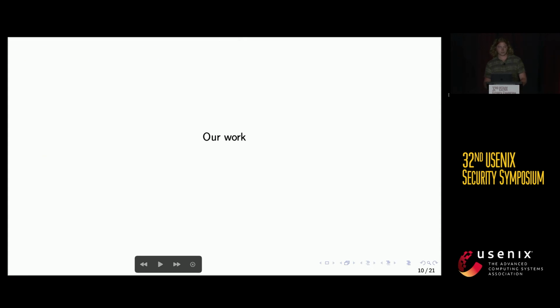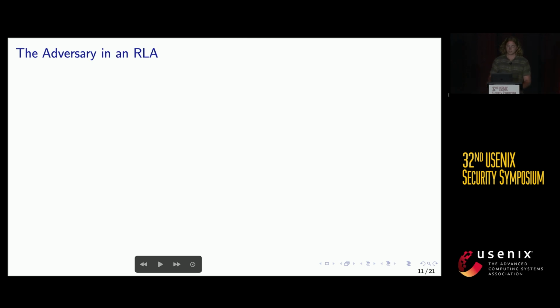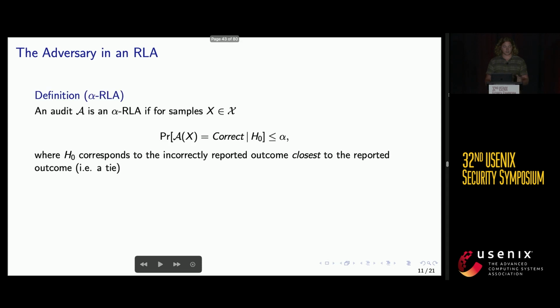So here's our work. We begin by introducing an adversary in RLAs. To do so, I need a slightly more technical definition of what an RLA is. So an audit A is an alpha risk-limiting audit if for samples X in the sample space, the probability that the audit outputs correct, given the null hypothesis, is at most the preset risk limit alpha. Here, the null hypothesis H0 corresponds to the incorrectly reported outcome closest to the reported outcome. And so in the two candidate case that I'll be dealing with in this talk, that's a tie.